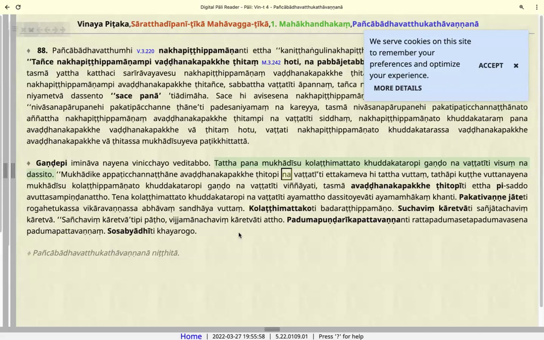Because this is not related to any other disease. Here, Jivaka could not be satisfied. After curing the monk, he left because of this. The Blessed One asked that those types of persons not be given ordination.